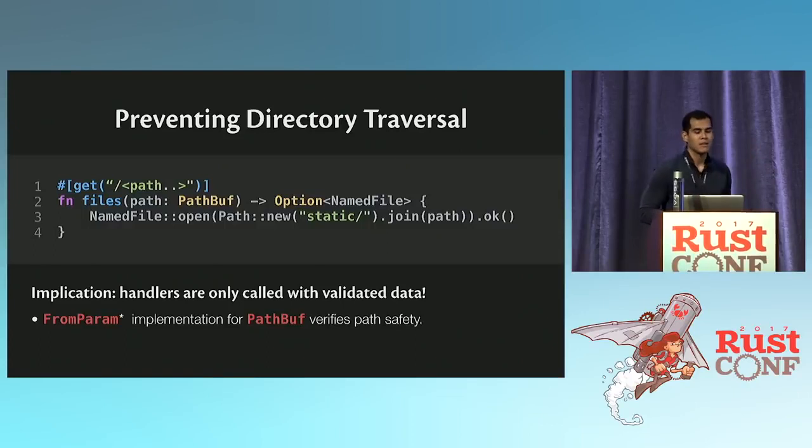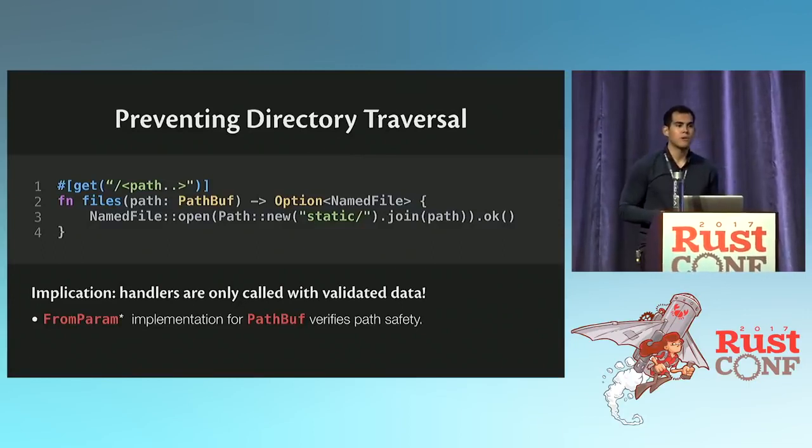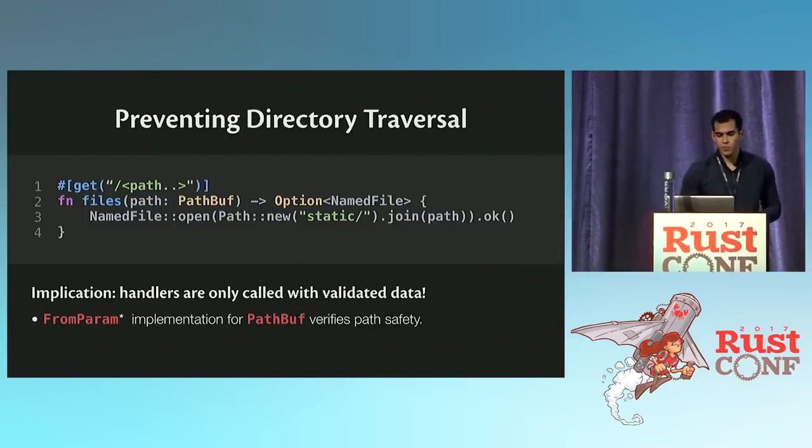I'm not going to explain them, but all it says is that you're matching not only this segment, but every segment thereafter. And we're capturing that in a path parameter, which is a PathBuf. And the FromParam implementation for PathBuf will actually verify the path and ensure that you cannot have a directory traversal attack. This is in fact what we put in the guide about how you write a static file server in Rocket. And it's safe, and you're protected.